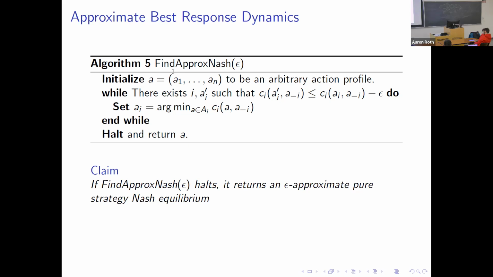We can analyze this just as we analyzed the exact version of better response dynamics. An immediate parallel is that, by definition of the halting condition, if this dynamic halts, it halts at an epsilon approximate equilibrium. That was the halting condition. It halts exactly when there's nobody who can decrease their cost by more than epsilon, which is what an epsilon approximate pure strategy Nash equilibrium is.